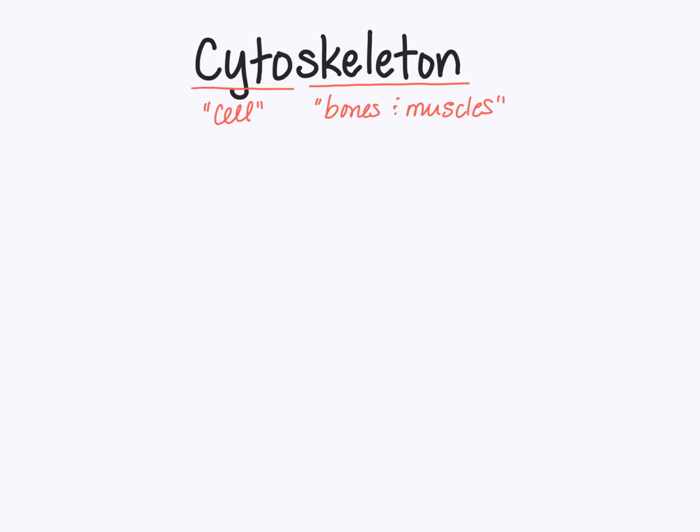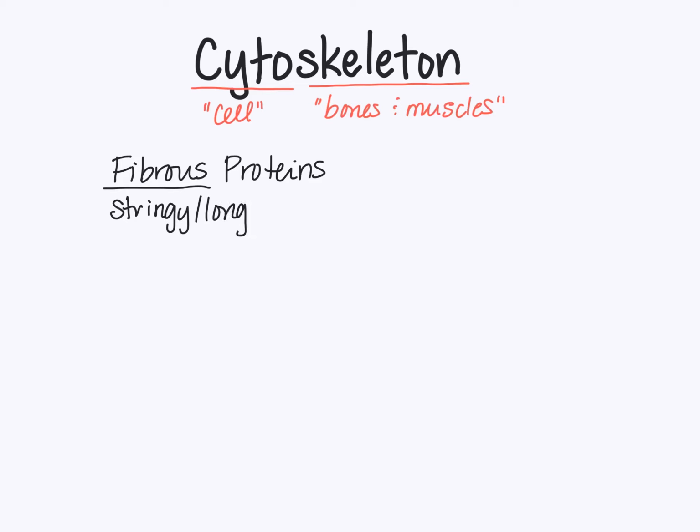So what structures make up the cytoskeleton? The cytoskeleton is made up of fibrous proteins. And what we mean by fibrous is that they're mostly these kind of long string-like or rope-like proteins. So they're kind of these stringy, long proteins. And there are three types of proteins that make up the cytoskeleton.